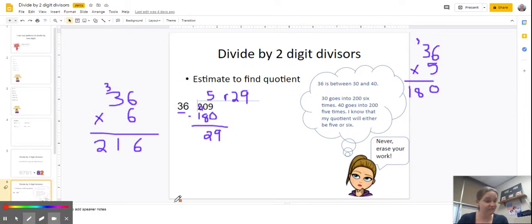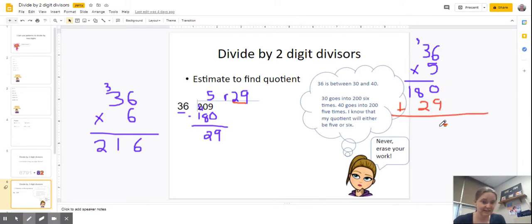Now, we never finish without checking our work. So to check our work, all you have to do is multiply your quotient times your divisor, and then add your remainder. So my answer is going to be 36 times 5, which is 180, plus my remainder of 29, and that should equal my dividend. 9 plus nothing is 9, 8 plus 2 is 10, so I get 209. I get my same answer, so I'm good to go.